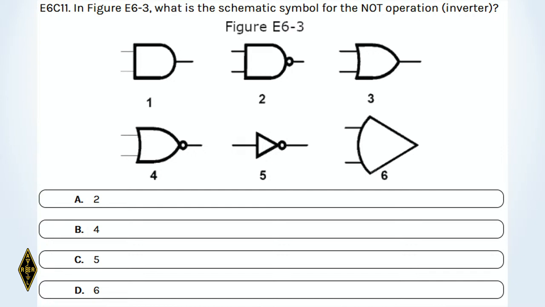Charlie. Do we see that? NOT is just an inverter. This is Charlie. I look at this as an amplifier with an inverter. So, yep, it's number five, Charlie.